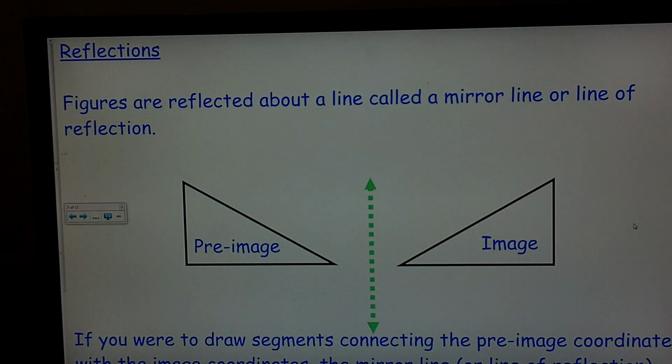In class today, we talked about translations as the first type of rigid transformation. Now we're going to talk about reflections. Just a little bit of background about reflections: they tie a lot to what we know about real life.